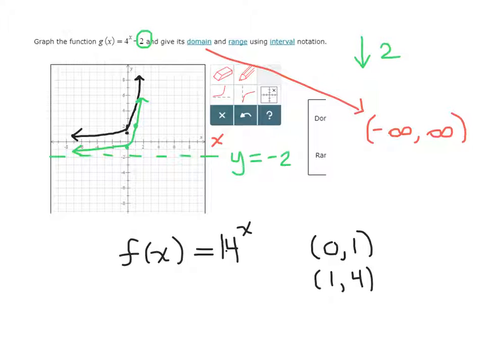But our range is all about the y's. And there's a horizontal asymptote at negative 2. That means that the y value on this exponential growth curve never ever gets to negative 2. So it gets really close to negative 2, but it doesn't get there. So our range does not include the number negative 2, which is why I'm using a parenthesis here instead of a bracket. But in terms of how high the graph will go, it's going to continue on into positive infinity. So the upper end in interval notation of our range would have to be positive infinity.